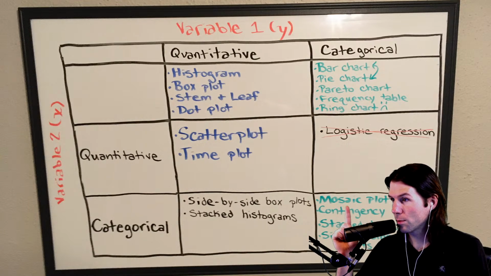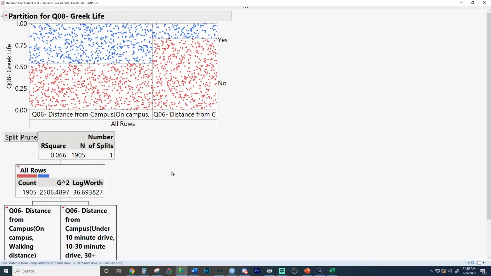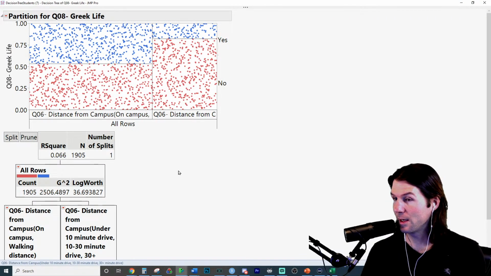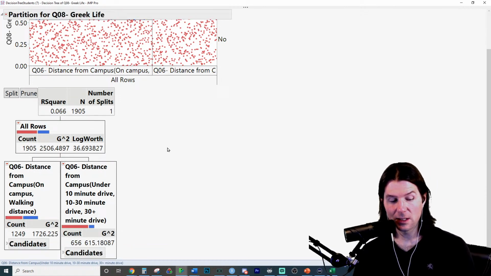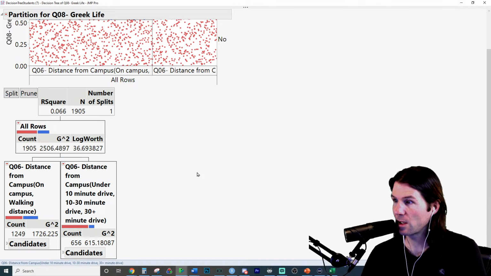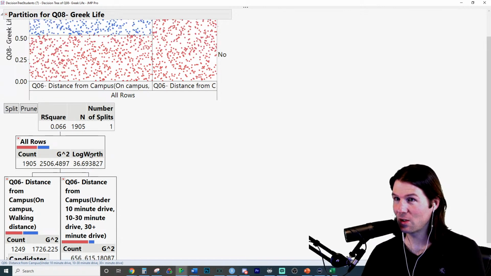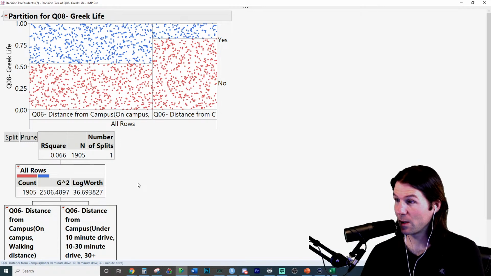What graphic does this look a lot like right now? It looks a lot like a mosaic plot. It's basically splitting things into groups right here. You can see someone's distance to campus explains whether or not they're in Greek life. It explains 6.6% of the variation. You see an R squared right here, which is the variation in Greek life explained by the decision tree.